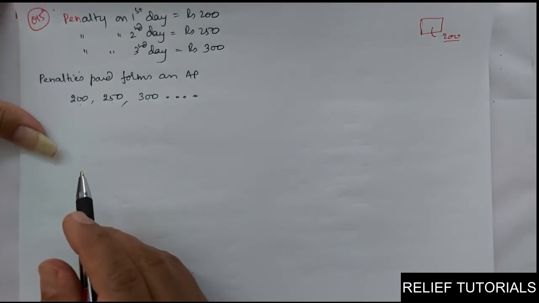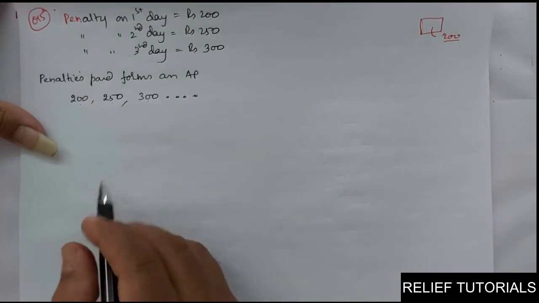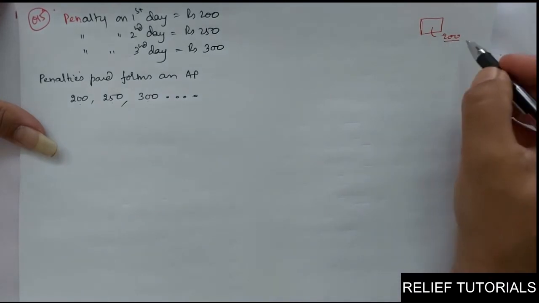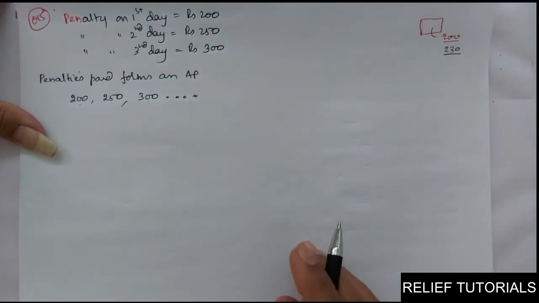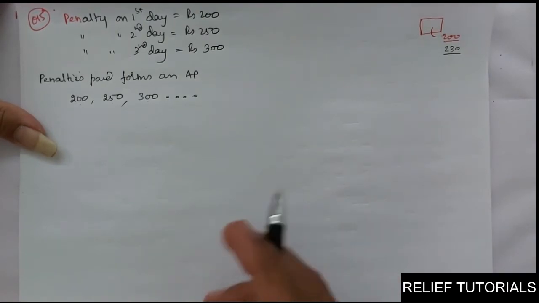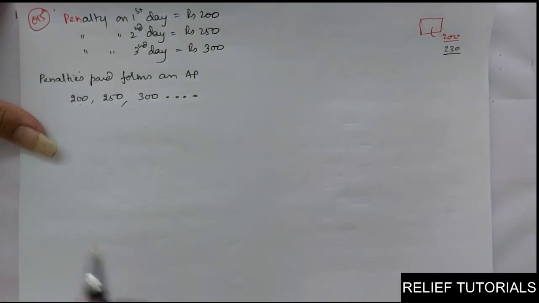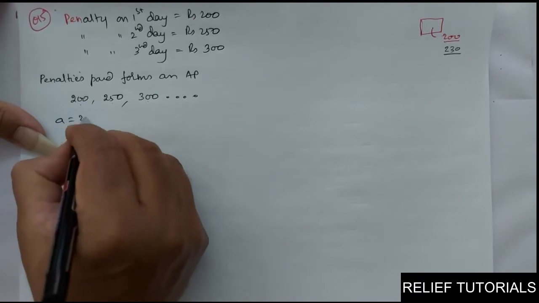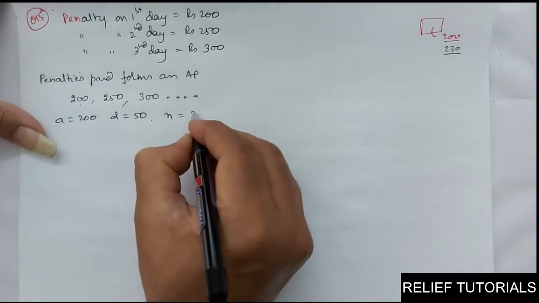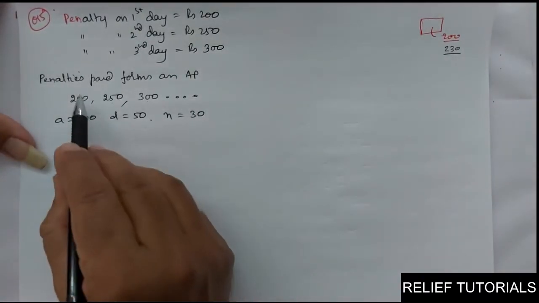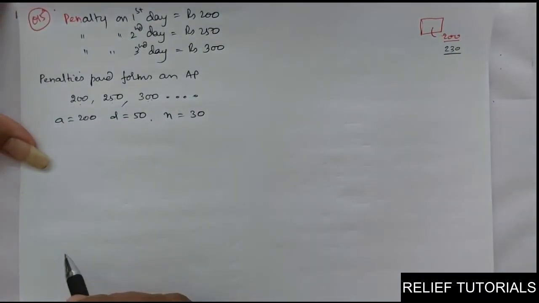So, how much money the contractor has to pay as penalty if he has delayed the work for 30 days? So, the work is delayed. Instead of completing in 200 days, that fellow has taken 230 days. So, it is delayed by 30 days. So, what amount of penalty the contractor has to pay to the builder? So, here we can say a is equal to 200, difference is equal to 50, and number of days is equal to 30 days. n is 30. 1, 2, 3, ... 30 days. You want to find the sum of these 30 days.